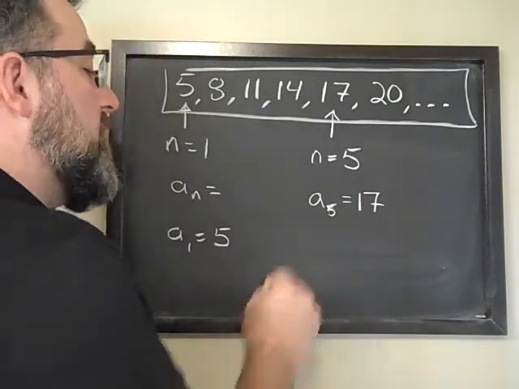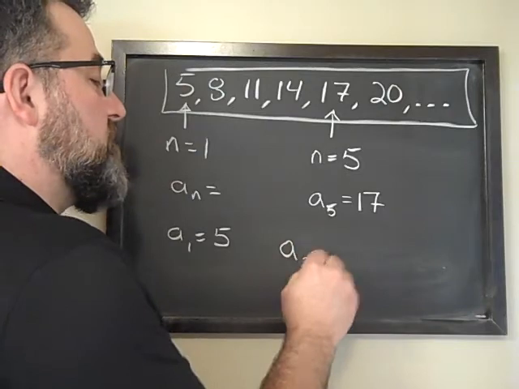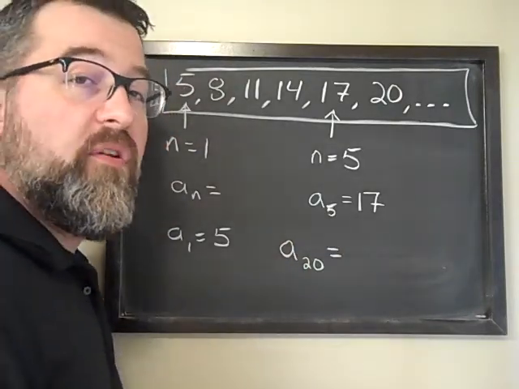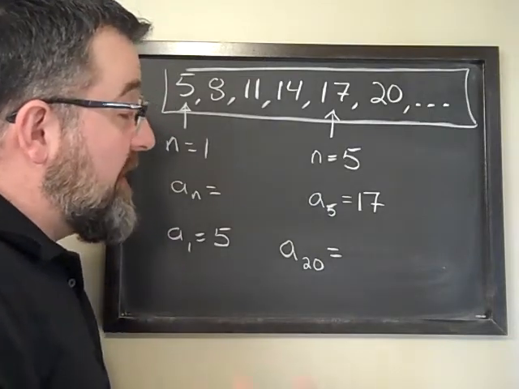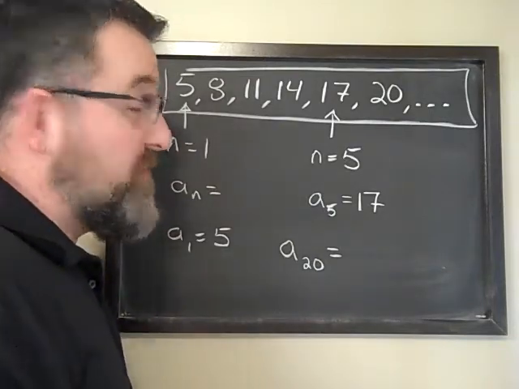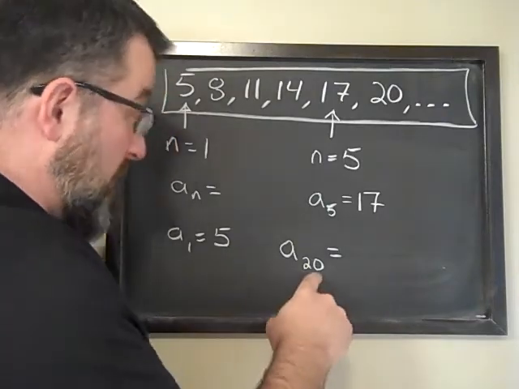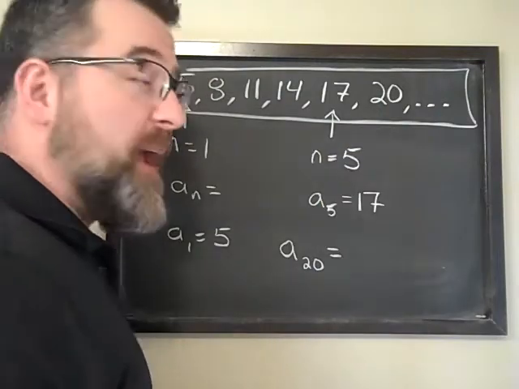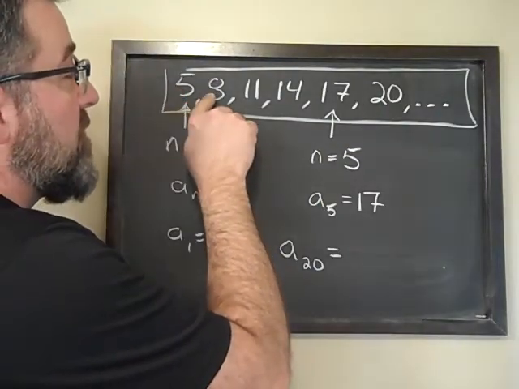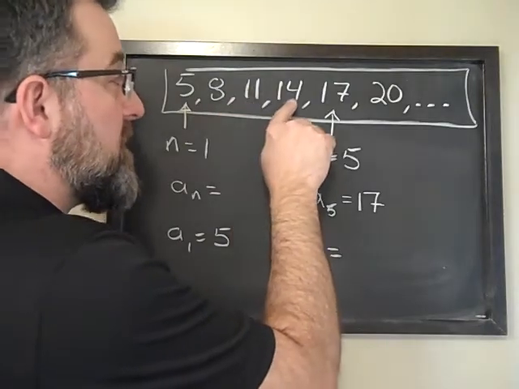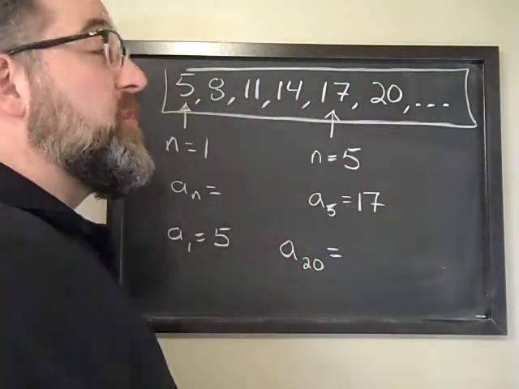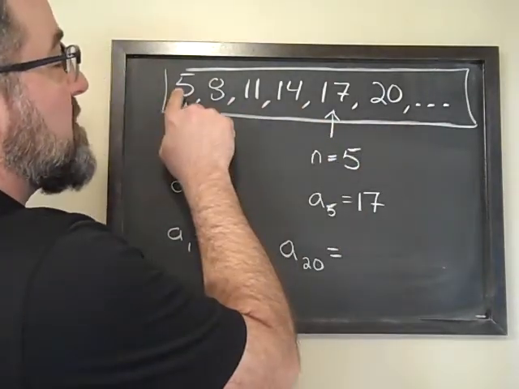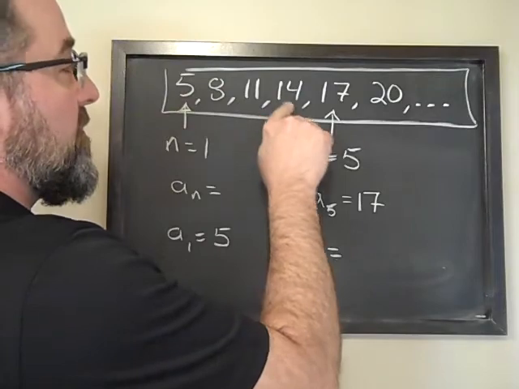That's it. Now, if I asked you right now what is a sub 20, that would mean you would need to know the 20th term in the sequence, which we can actually find if we're tenacious enough. We realize first, second, third, fourth, fifth, sixth, and perhaps we see a pattern of how we get from one term to the next. You can probably see that as we move along the sequence, we're constantly adding 3, adding 3, adding 3, adding 3, adding 3.